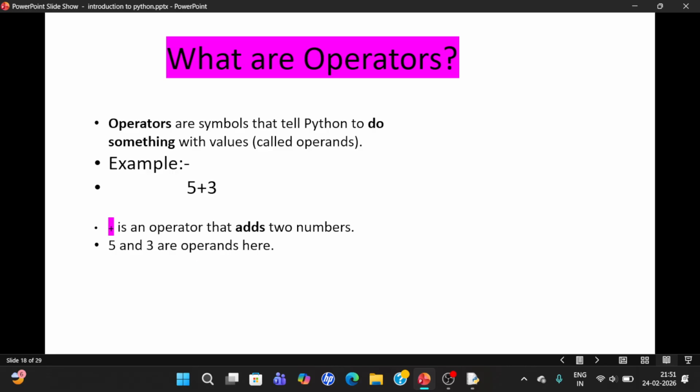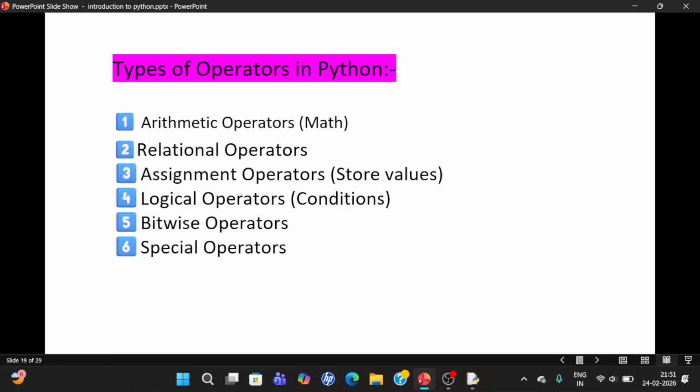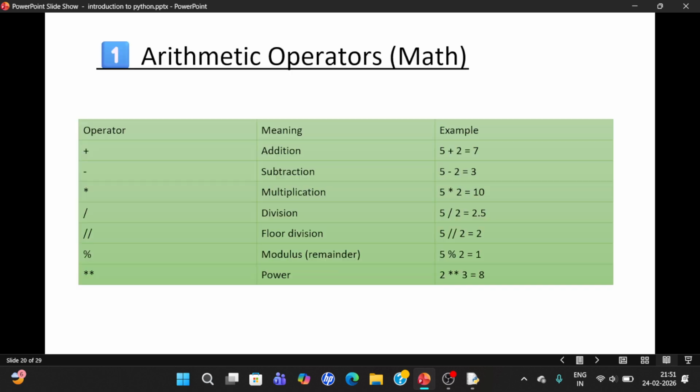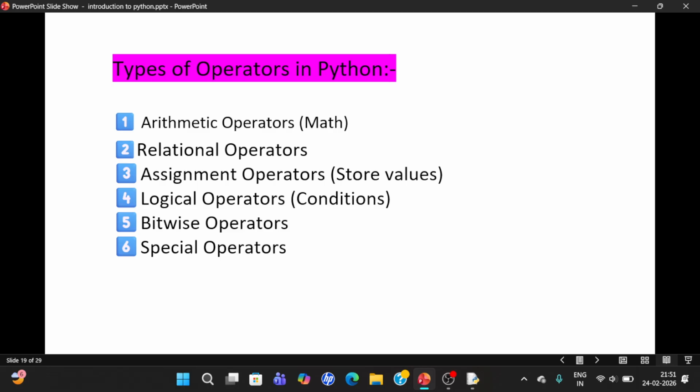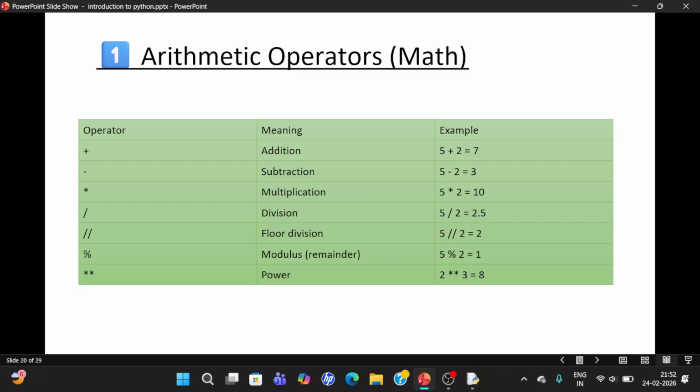We have different types of operators in Python: arithmetic operators, relational operators, assignment operators, logical operators, bitwise operators, and special operators. First of all, we talk about only three main operators in this video: arithmetic operators, relational operators, and assignment operators. First, arithmetic operators. Arithmetic operators are used to perform mathematical calculations. Here we can see addition, subtraction, multiplication, division, floor division, modulus and power. These are under the arithmetic operators.